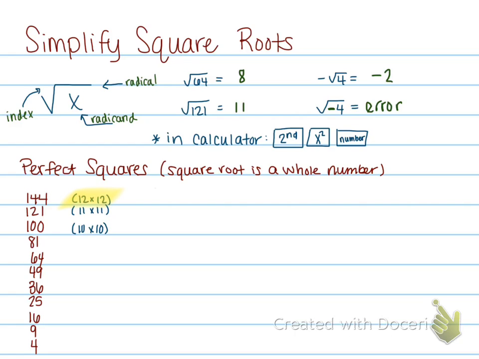So in my calculator, I did 12 times 12, and I got 144. I then went down to 11 times 11, and got 121. 10 times 10, got 100. I'm going to keep going all the way down to 2 times 2. This is my list of perfect squares. This list can be built higher by doing 13 times 13, 14 times 14, and so on. You do need to know how to make this list. If you memorize it, it just makes your life easier, but it is not required.